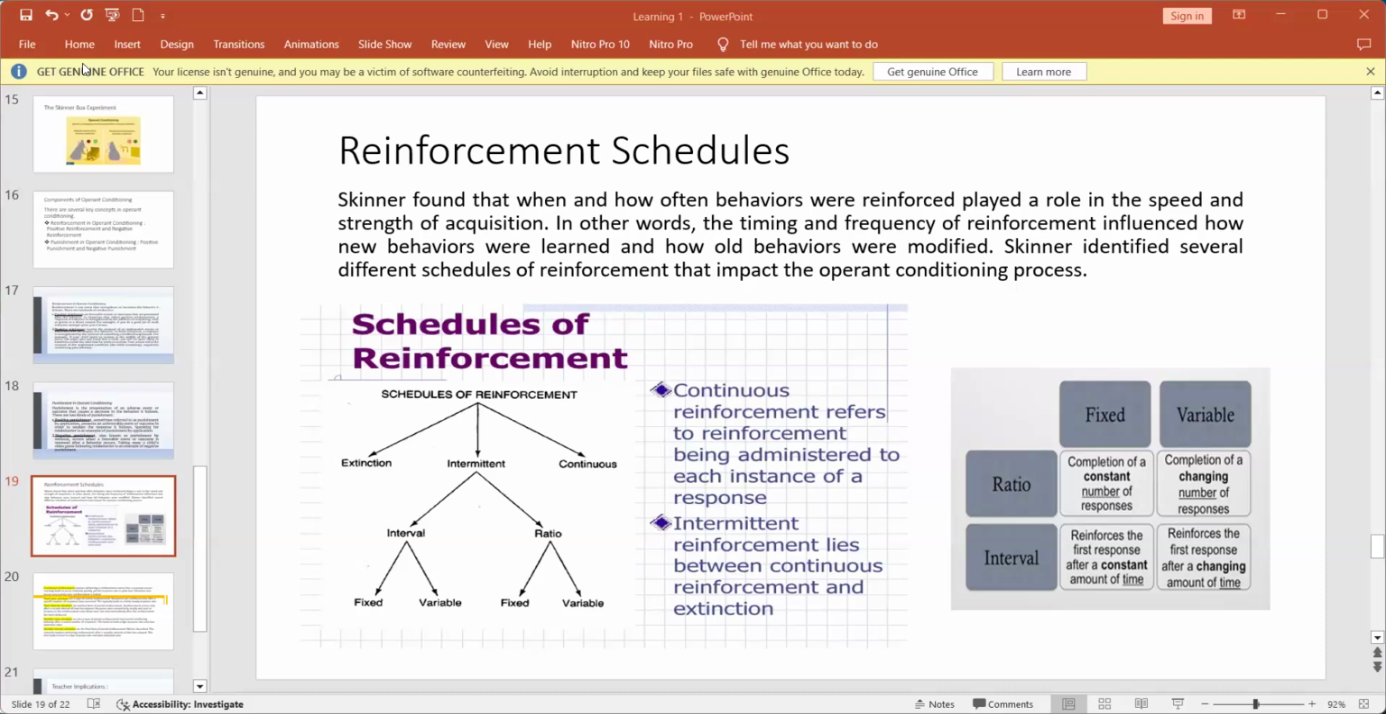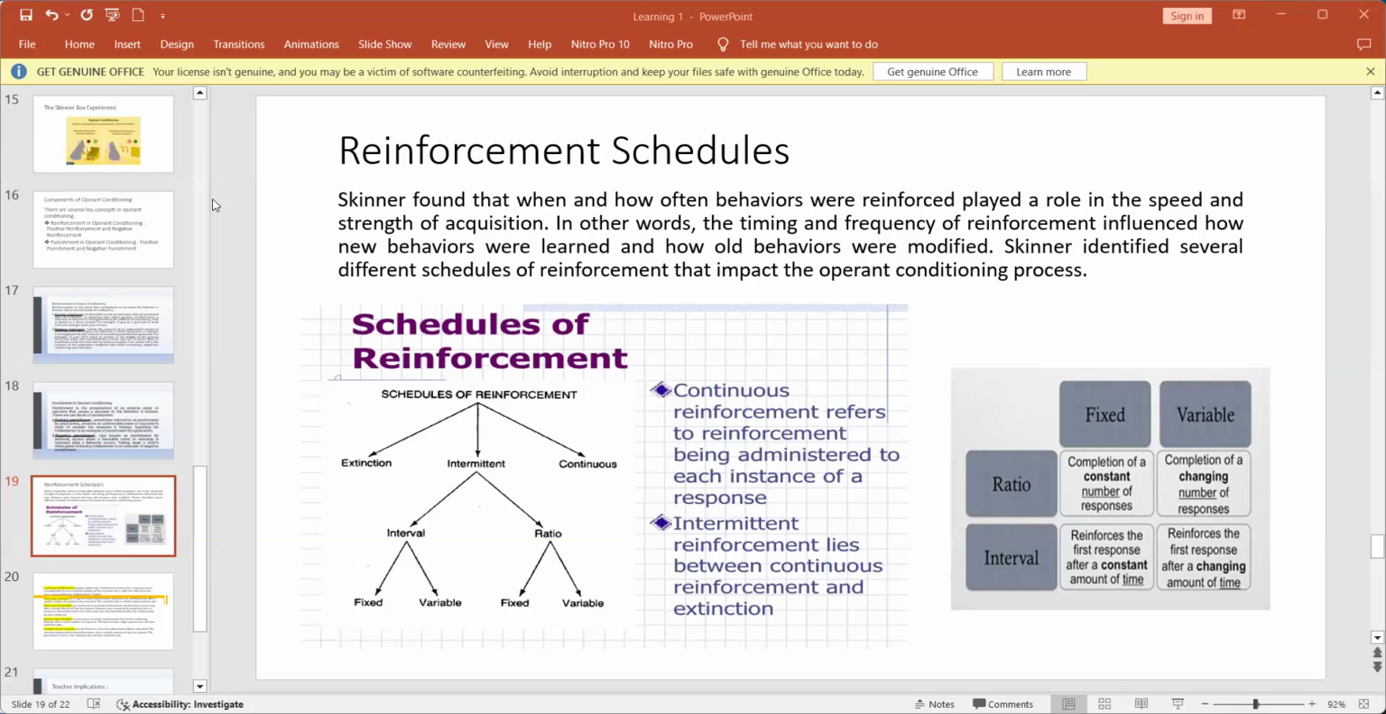The purpose of using rewards and punishment is to facilitate learning effectively. Schedules means when and where to use reinforcement. So, schedule of reinforcement: when and where to use reinforcement.